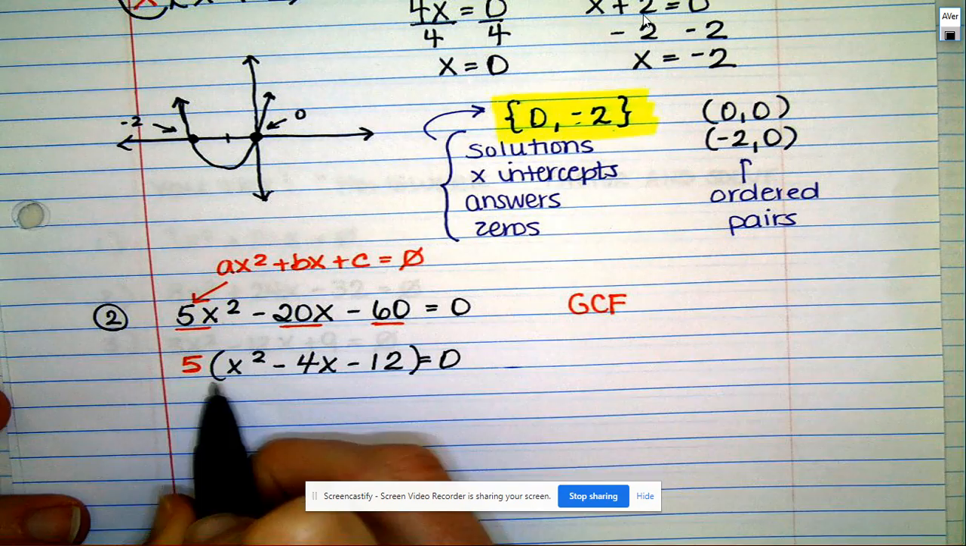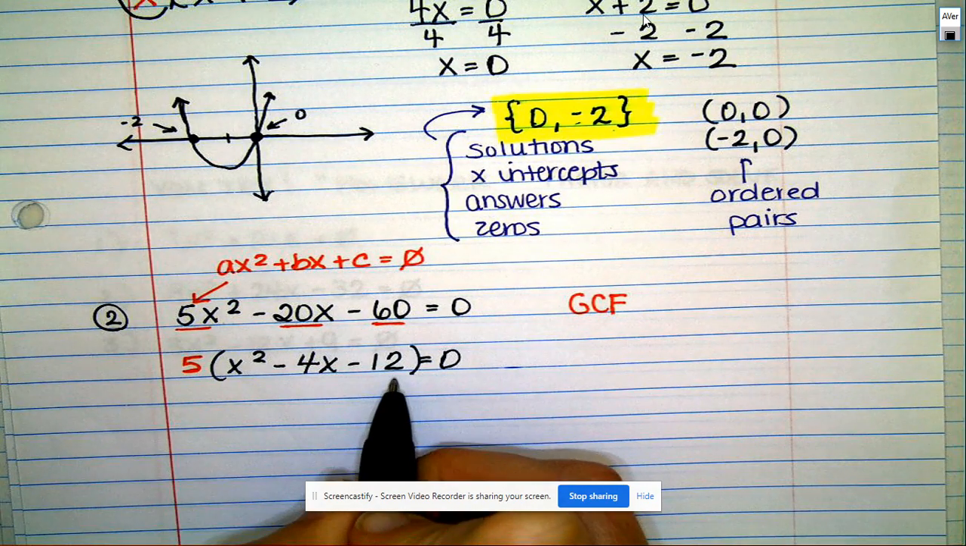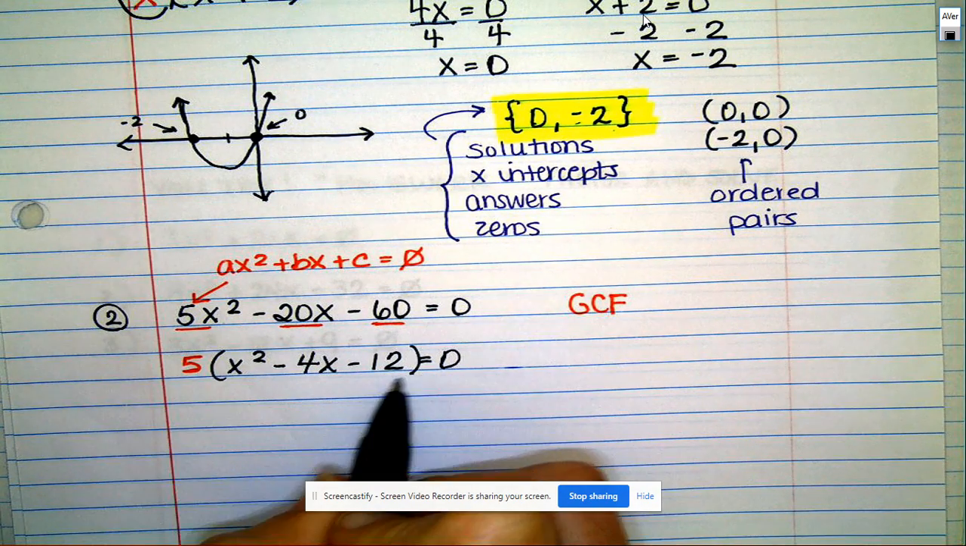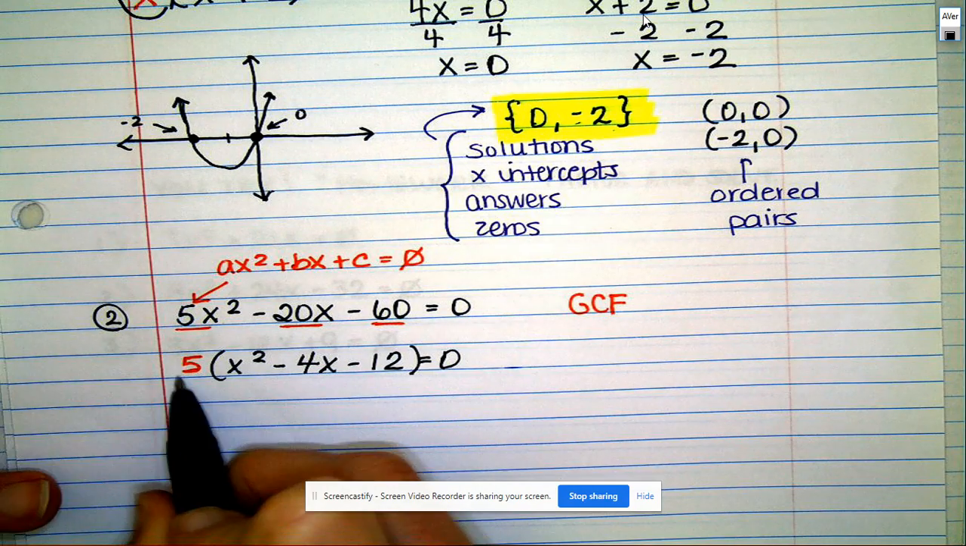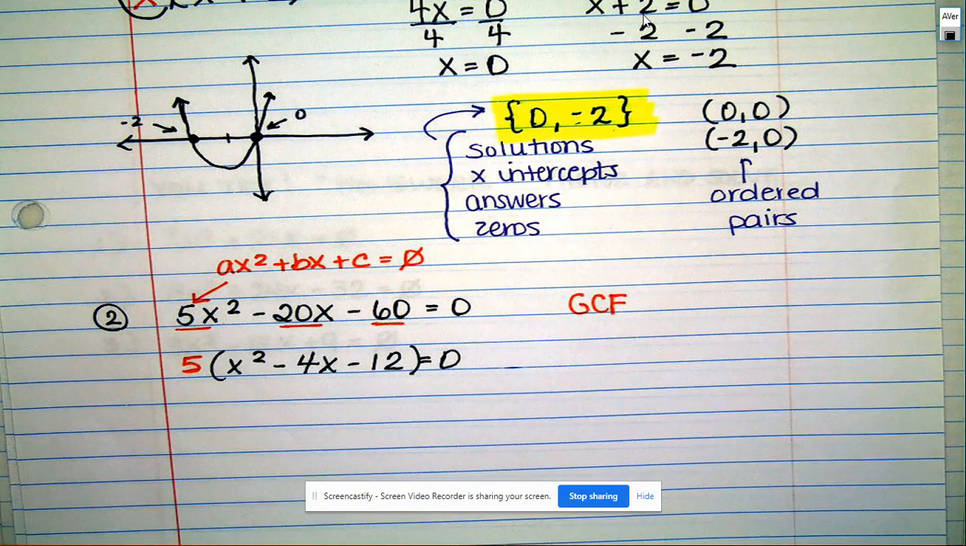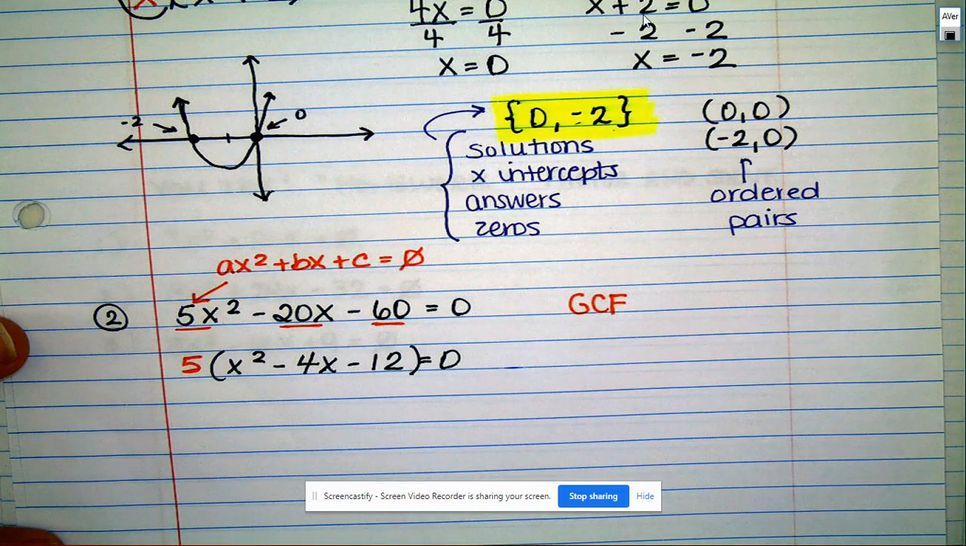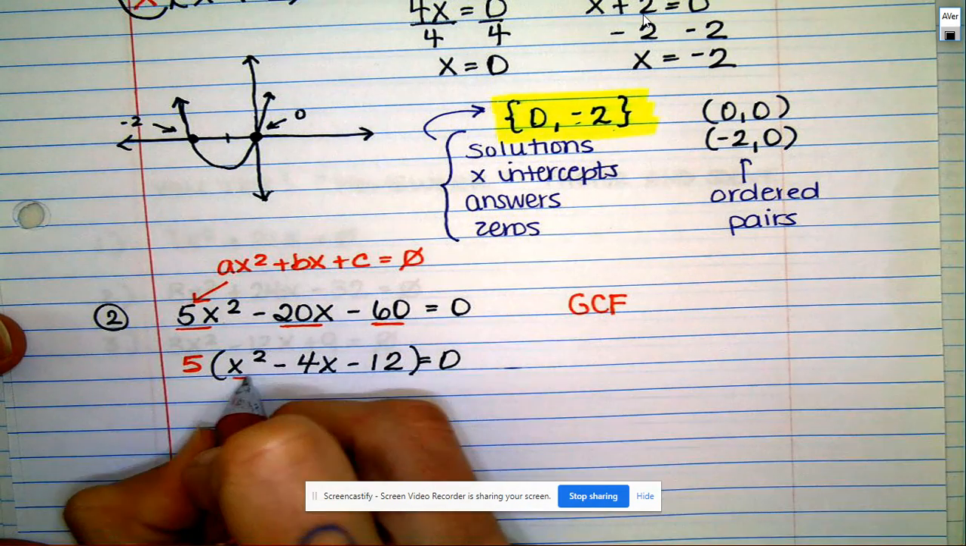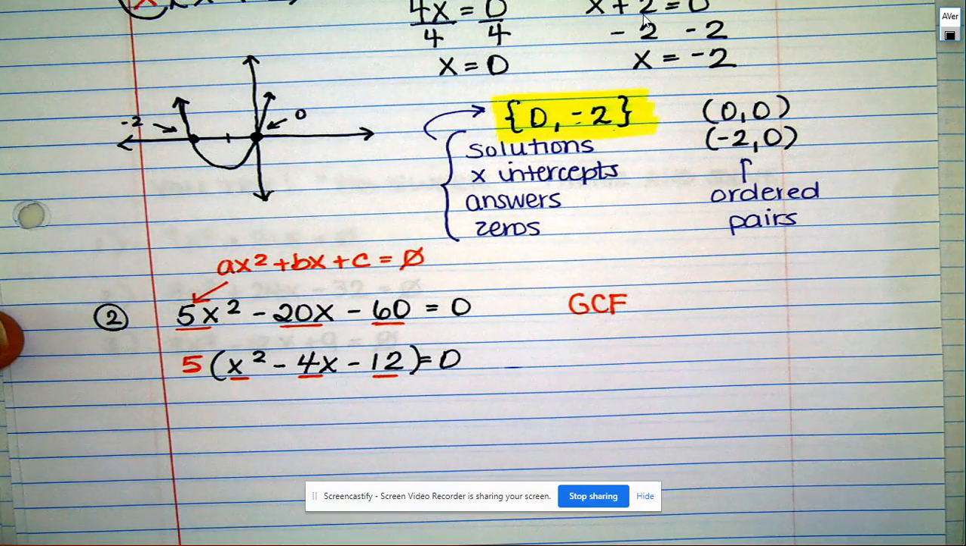So 1, 4, 12. There's not a better number. If I look at my x, there's not an x in the back. So my GCF is 5, so we're good here. Now, don't stop. We've not factored completely. That is only factoring out the GCF. As soon as you see this trinomial inside the parentheses, you are not done.